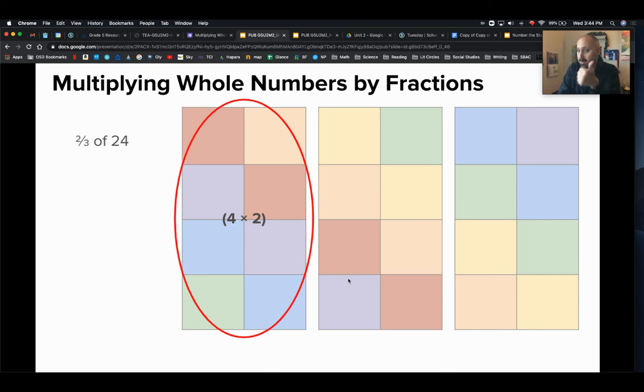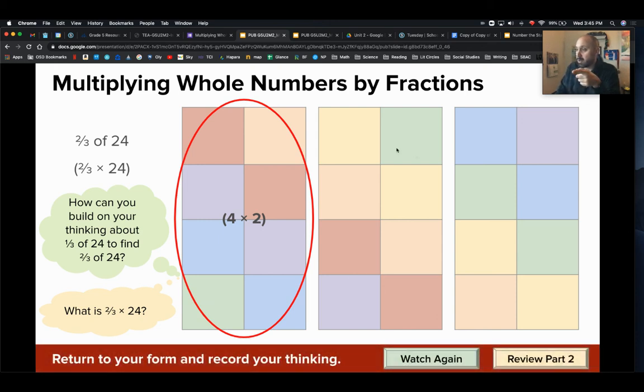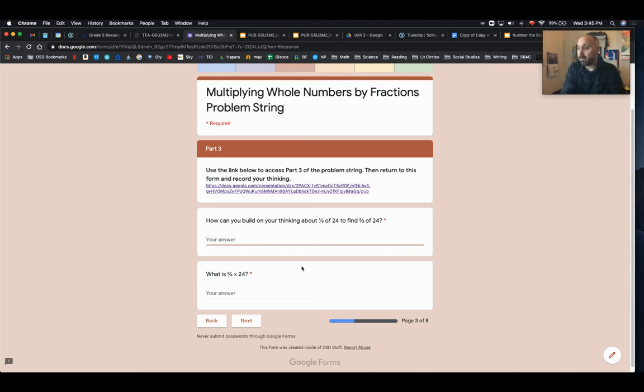We got it. So now we're talking about 2/3. Okay, 2/3 times 24. How can you build on your thinking about 1/3 of 24 to find 2/3 of 24? And what is 2/3 of 24? So this is 1/3. This is 2/3. If I combine them together, it's 8 plus 8, right? So how can you build on your thinking about 1/3 of 24 to find 2/3? I can add 8 plus 8 because I am adding one more third to my answer. Something like that. I don't know. Right? You're just adding a third plus a third, which is 8 plus 8.